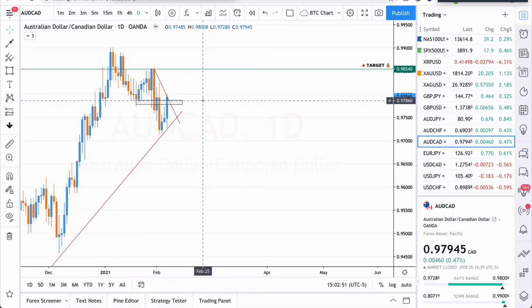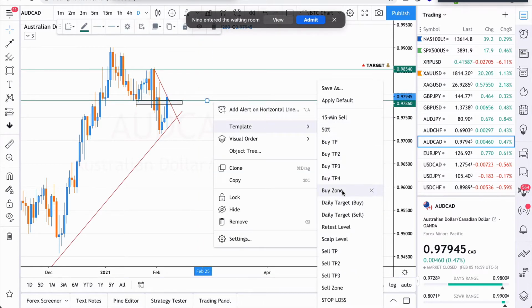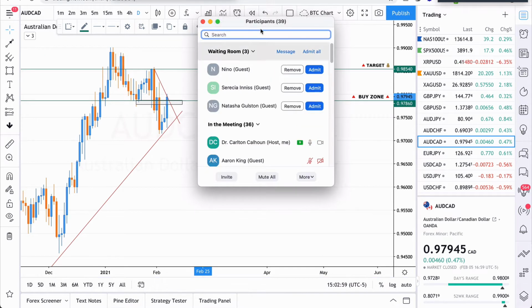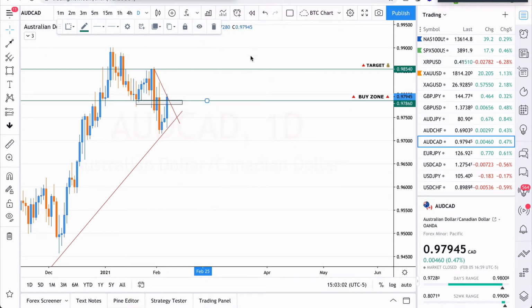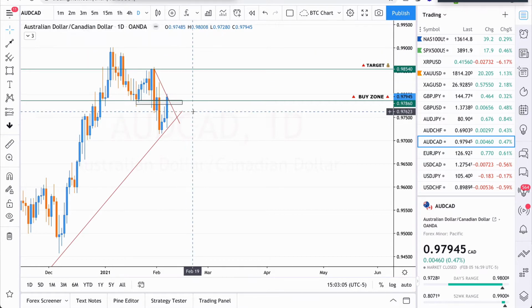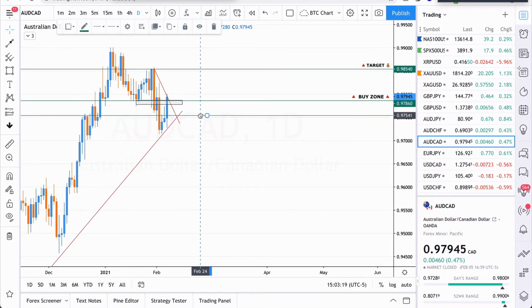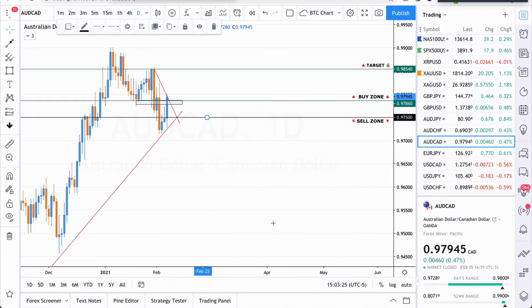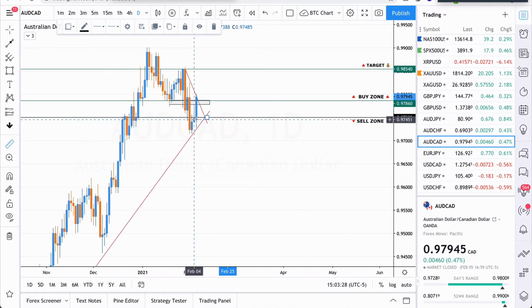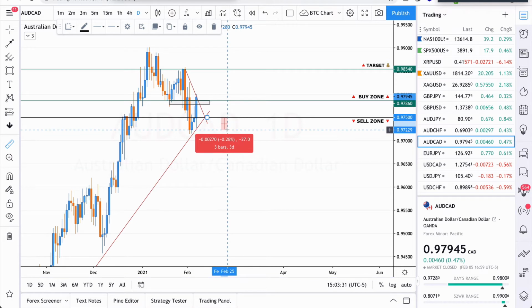So this is your area of interest. This is your buy zone. It's already set up for you. And I actually think it will continue to that target as a retest. If it breaks below this area right here, and I want to say right in here, this will be a sell zone. Yep, right there.